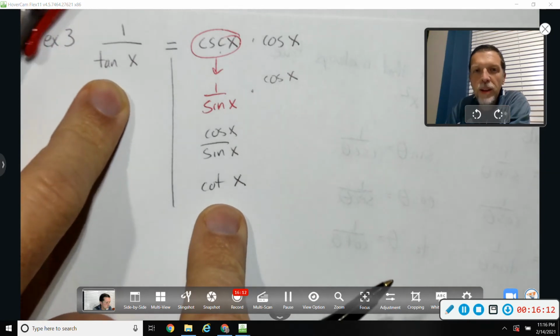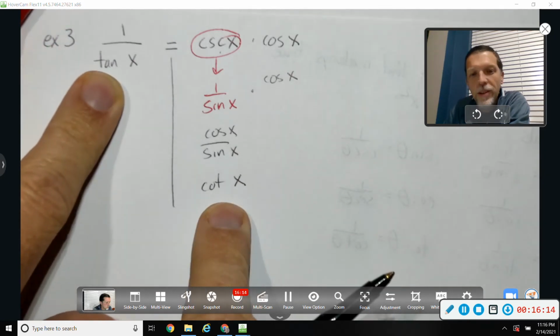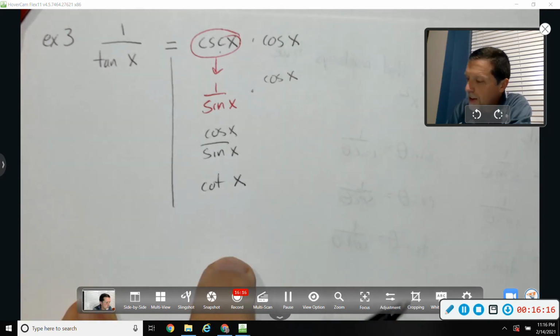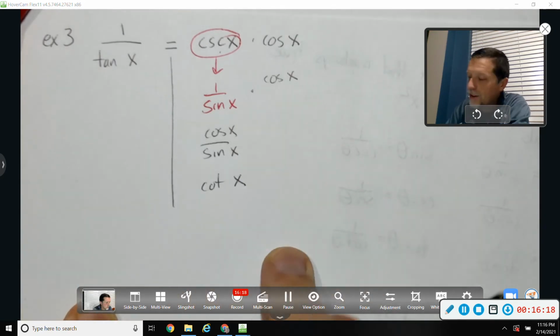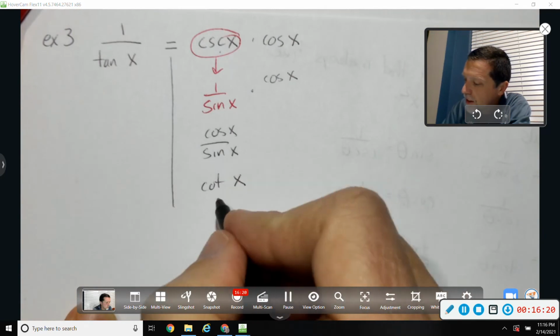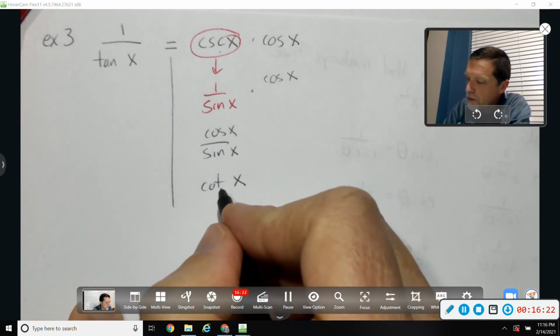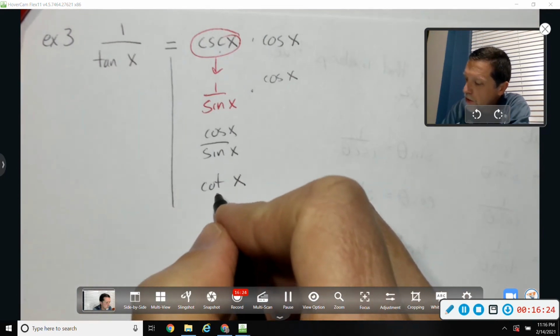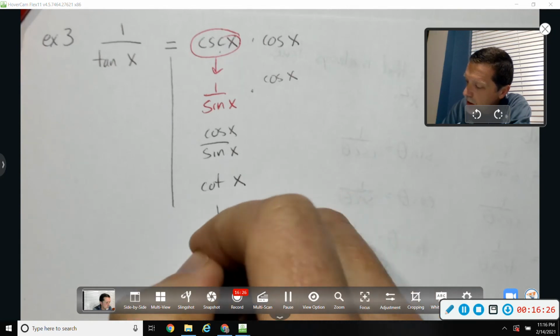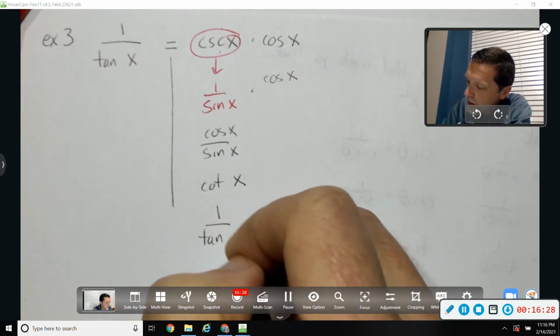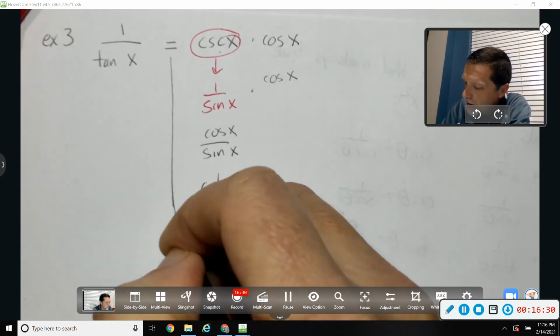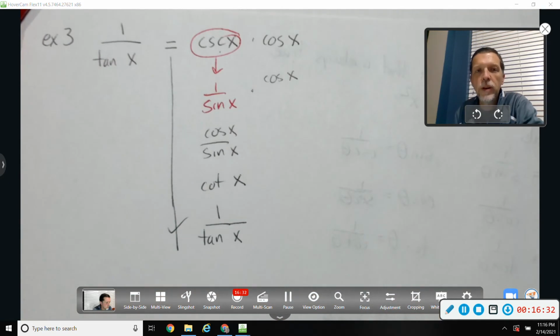Again, it's tempting to say, look, those are the same. I know they're the same, but the final step of whichever side you're working on has to match exactly what you started with. So we said earlier one of our reciprocal relationships was that cotangent is 1 over tangent. And so now they're exactly the same. Now we're good.